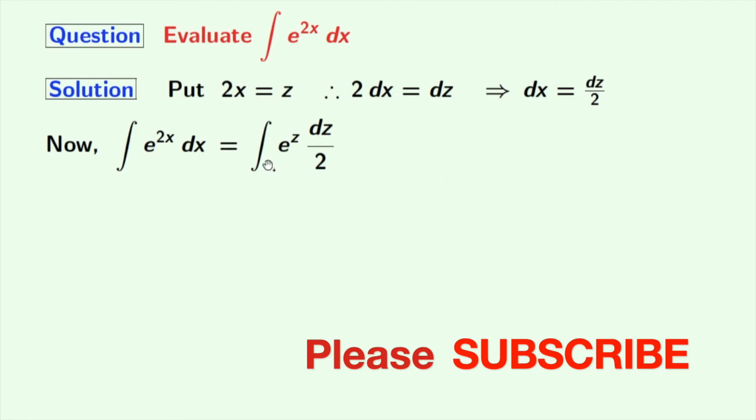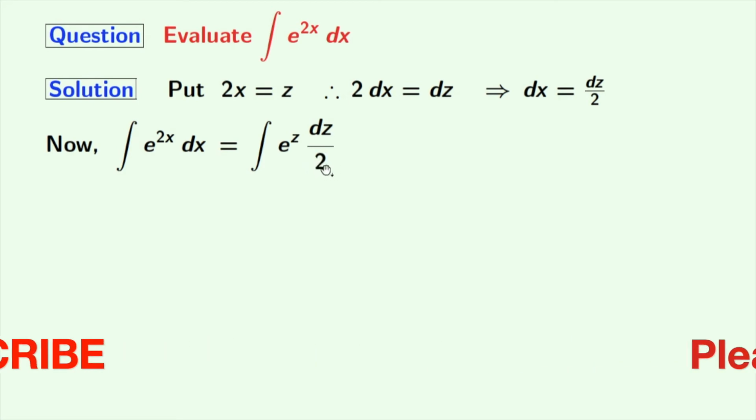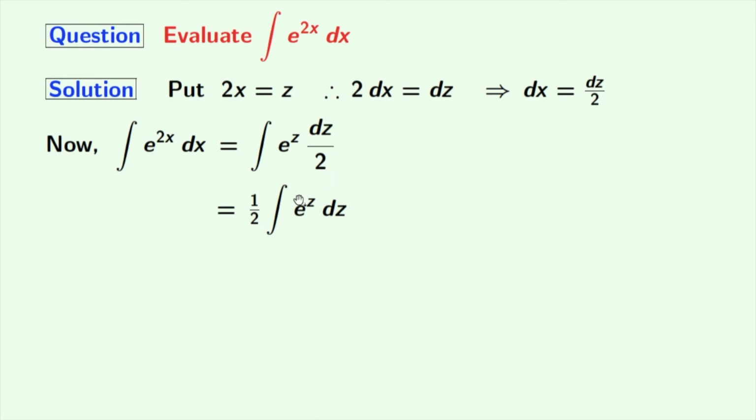integration of e power z times dz by 2. As 2 in the denominator is a constant, so we can take it out. Taking that, we get 1 by 2 times integration of e power z. Now integrating this, we get 1 by 2 times e power z plus c.